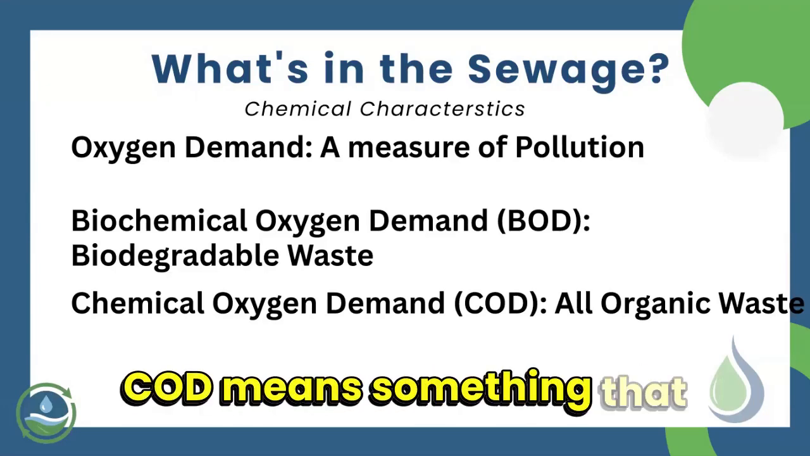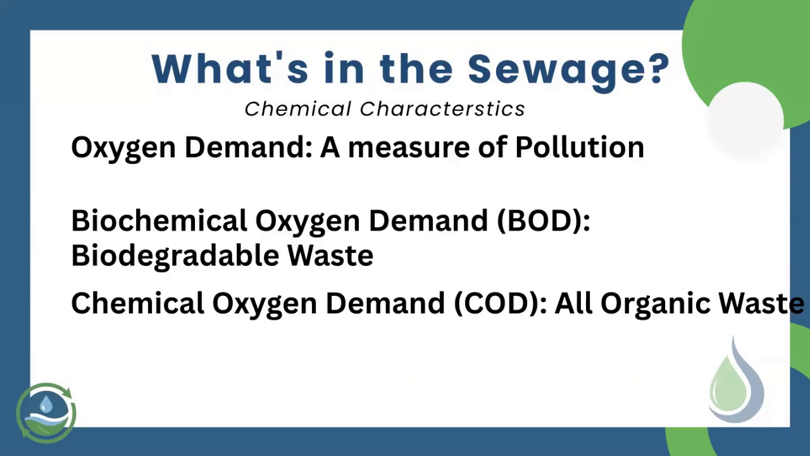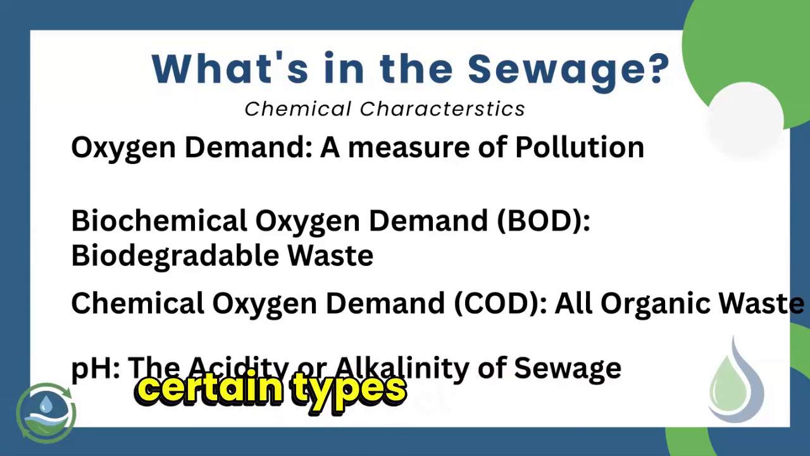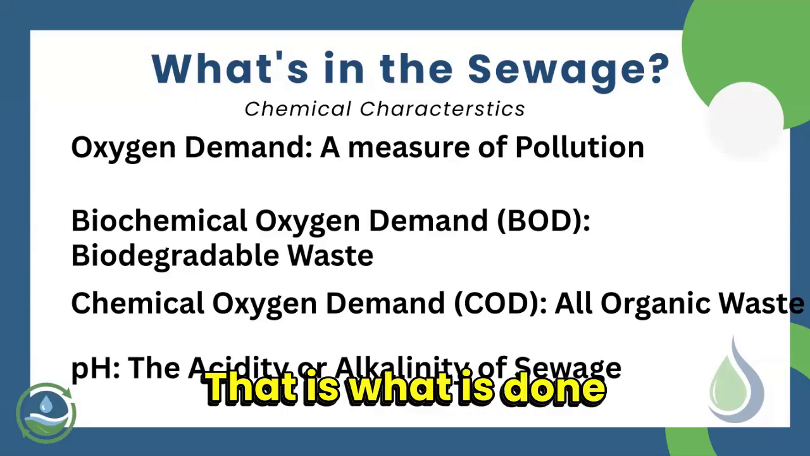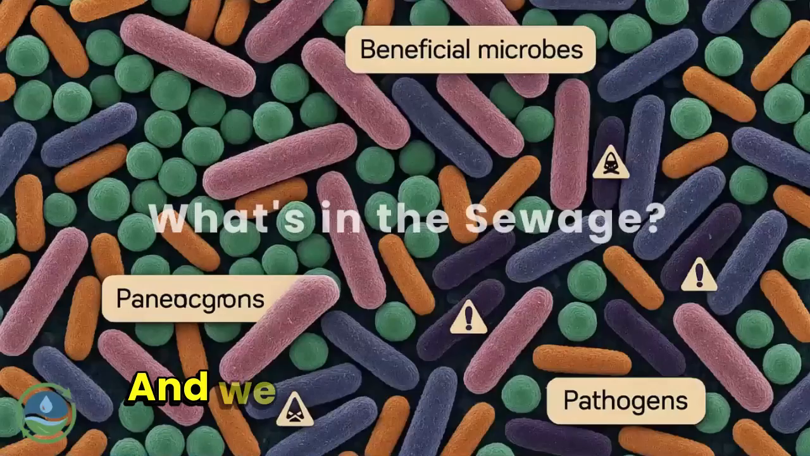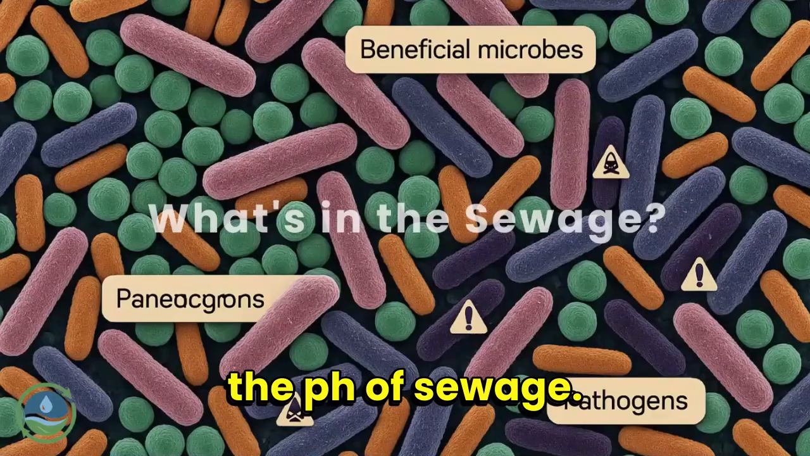COD means something that naturally cannot be digested. Bacteria cannot reduce COD on its own. Most of the bacteria cannot. There are certain types of anaerobic bacteria which can reduce COD. That is what is done in a sewage treatment plant. We use both types of bacteria, right? And we also use a lot of acids in our toilet cleaning, etc. Those acids could mildly increase or decrease the pH of sewage.